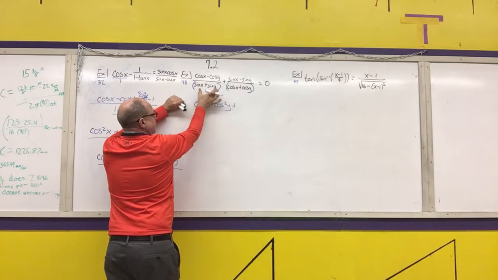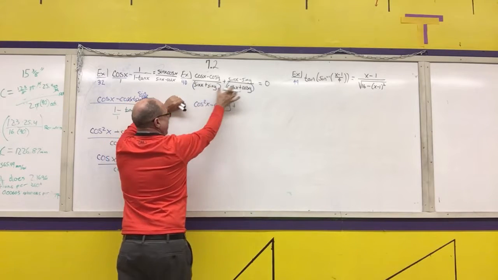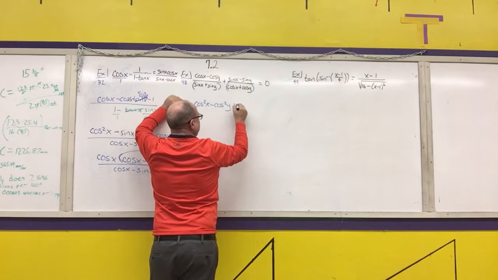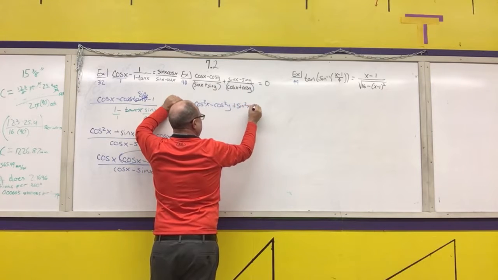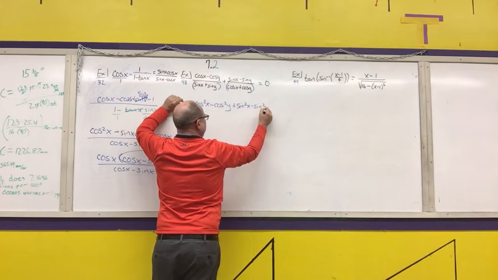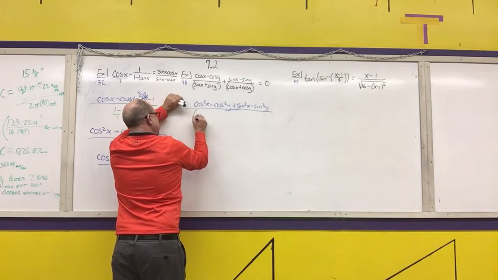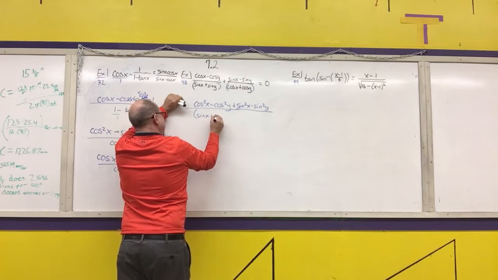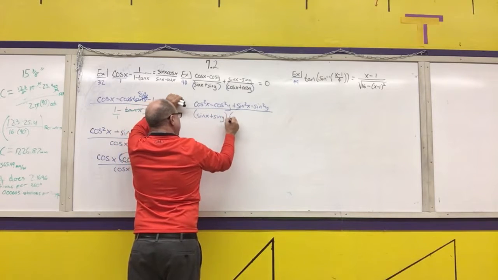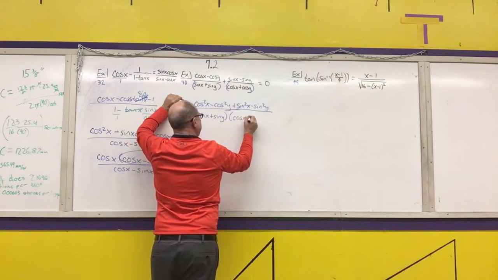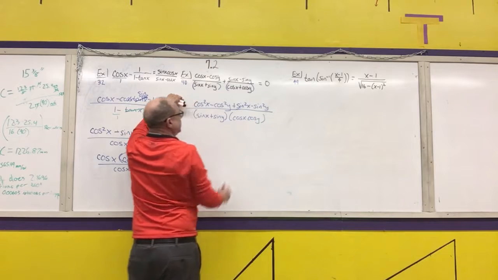sine squared x plus, sine x plus sine y times sine x minus sine y is going to be sine squared x minus sine squared y, all over sine x plus sine y times cosine x cosine y.